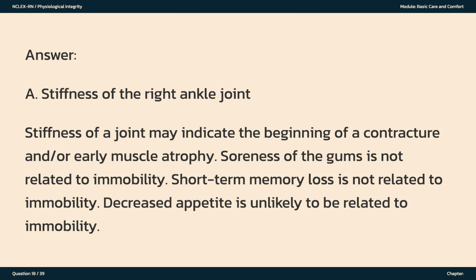The answer is A. Stiffness of the right ankle joint. Stiffness of a joint may indicate the beginning of a contracture and or early muscle atrophy. Soreness of the gums is not related to immobility. Short-term memory loss is not related to immobility. Decreased appetite is unlikely to be related to immobility.